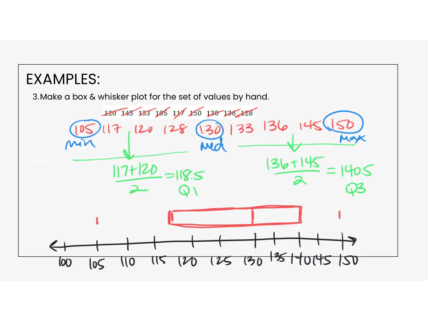So I'm going to connect my 3 middle points, that's the box of my box and whisker plot. That's first quartile, median, third quartile, and then I'm going to draw whiskers to my min and to my max. Okay, so there's my box and whisker plot.